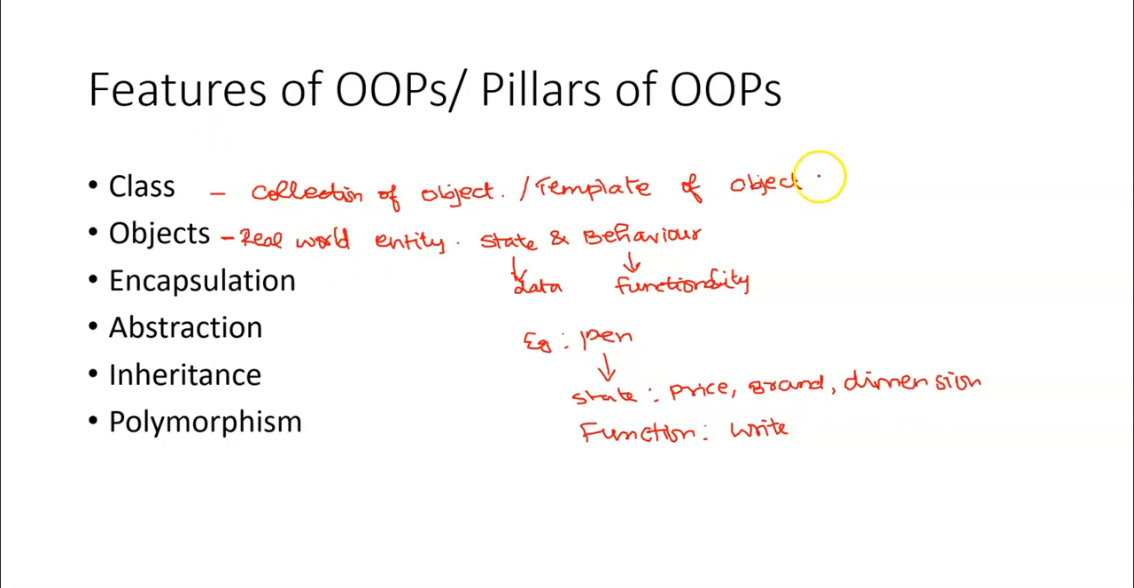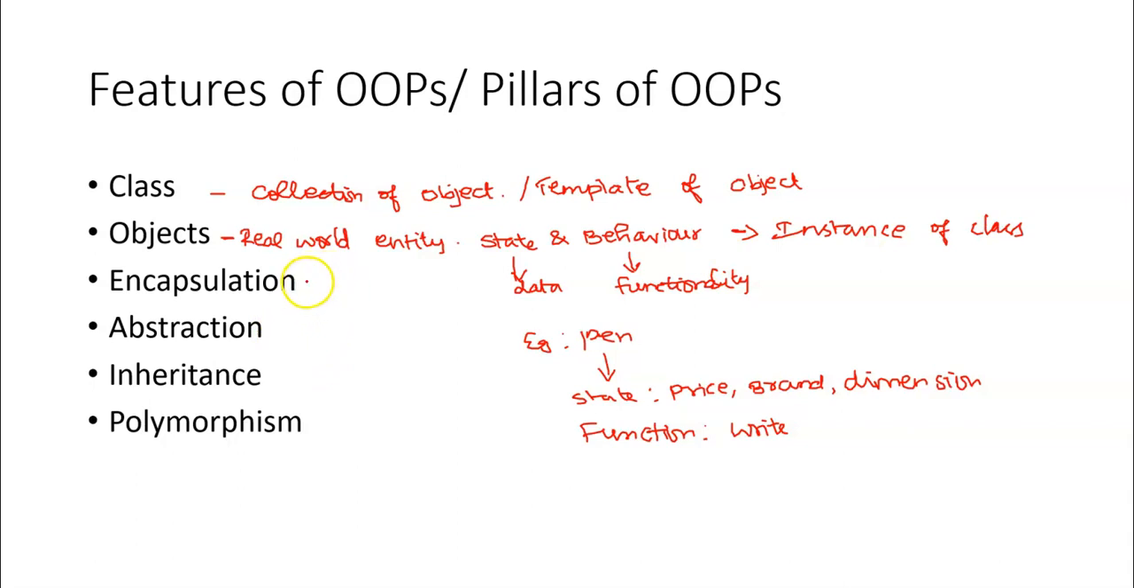Every class will consist of members as well as methods. So we can also say an object is an instance of a class, right? It is also called an instance of a class.